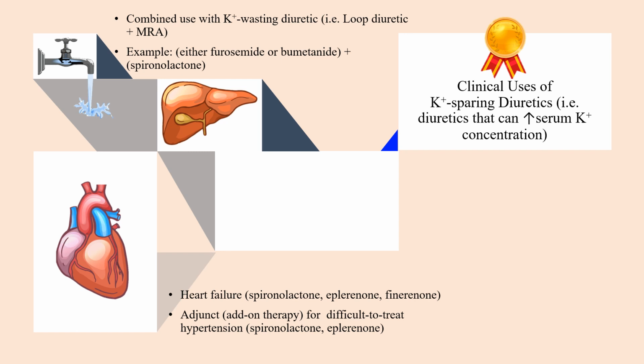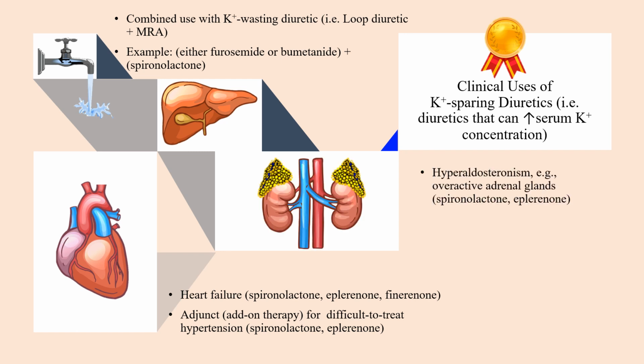Blocking sodium reabsorption at different nephron segments by different classes of diuretics can potentiate sodium excretion. Additionally, while the loop diuretic causes potassium wasting, spironolactone limits potassium loss. This drug combination can therefore minimize potassium disturbances. MRAs may be used in patients with hyperaldosteronism associated with hyperfunctioning adrenals.